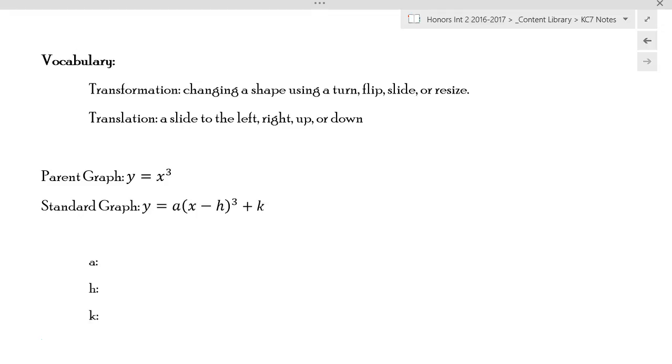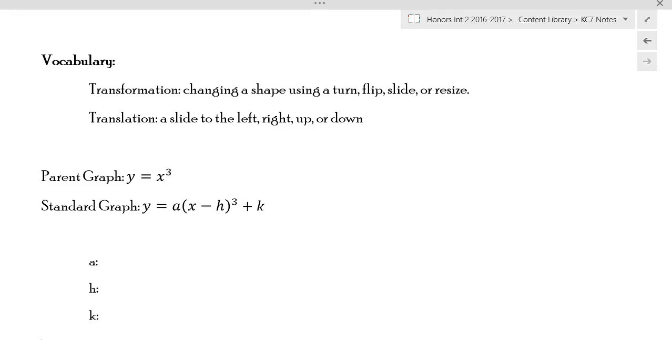Okay? So our last thing that we're looking at is transformations. A transformation is changing a shape using a turn, a flip, a slide, or a resize. And translation is just a slide to the left, right, up, or down. So I'm basically just moving it around but not changing the size.